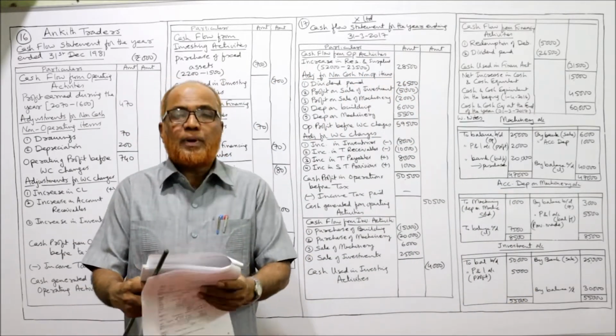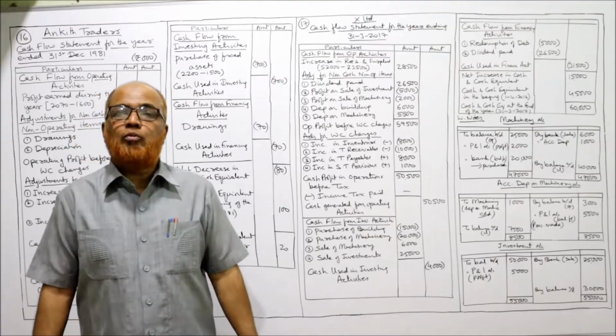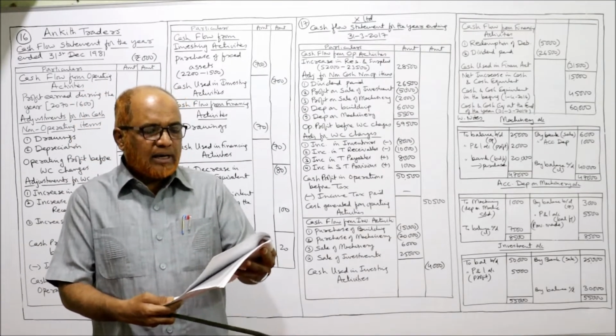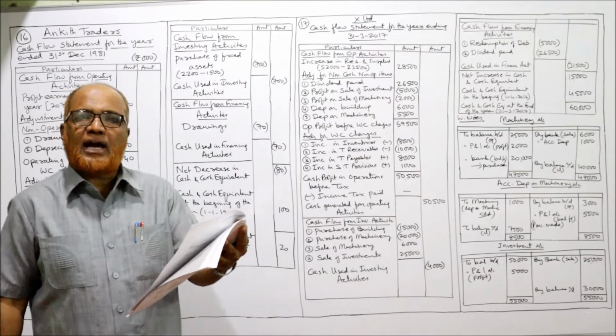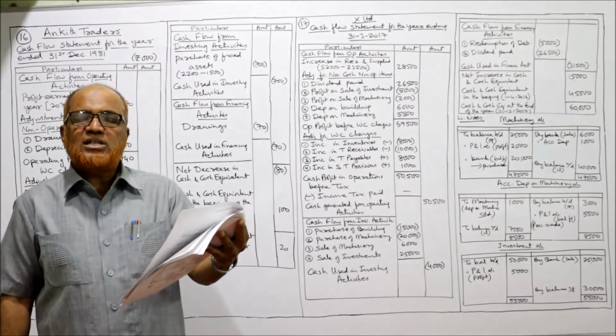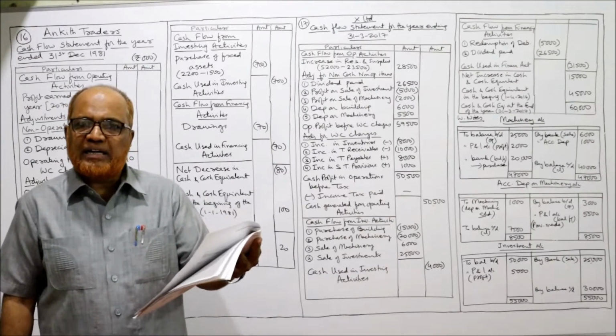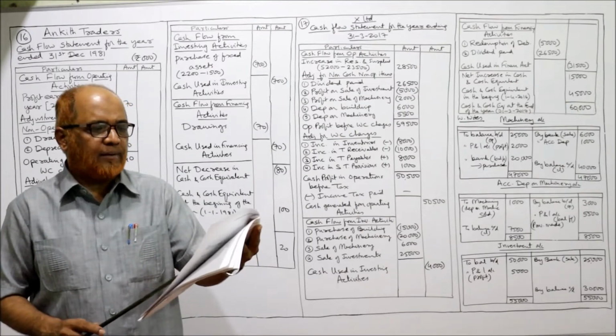Now 17th problem. I am reading out a number of new points we are going to cover. It's a lengthy problem. See here. From the following balance sheets of X Limited, prepare a cash flow statement. So two balance sheets are given, 31st March 2016, 31st March 2017. So current year is 2017.